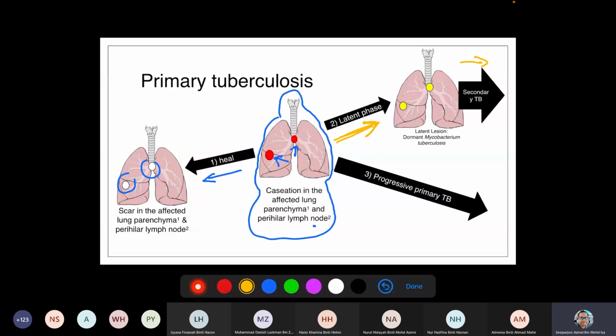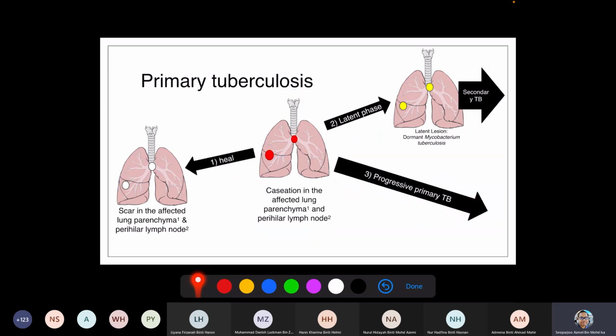Next is the most unfortunate person. He or she can develop progressive primary TB. So from these two lesions, within the lung parenchyma and also the perihilar lymph nodes, the TB can spread as well or can become worse in this patient. So we will see this progressive primary TB first.